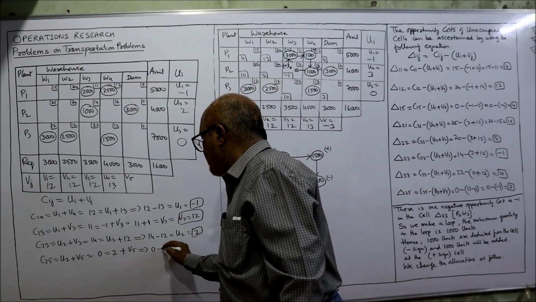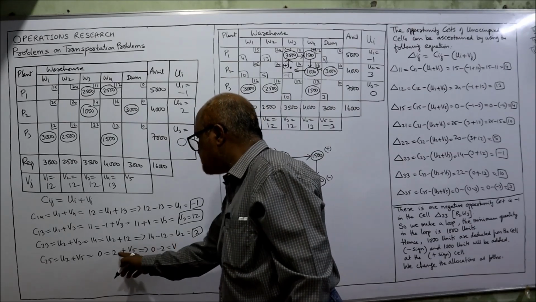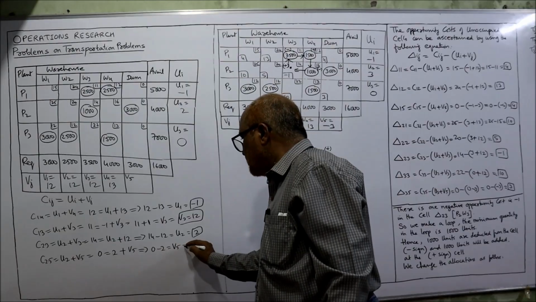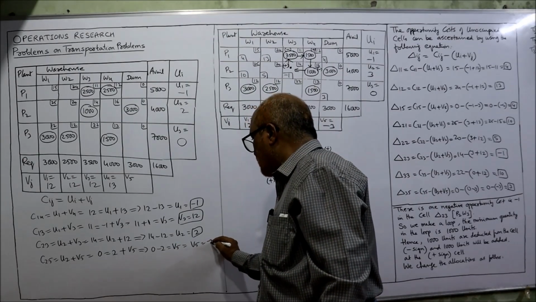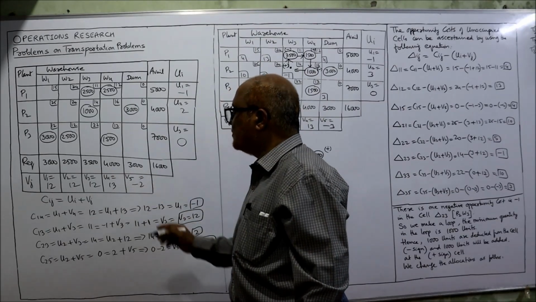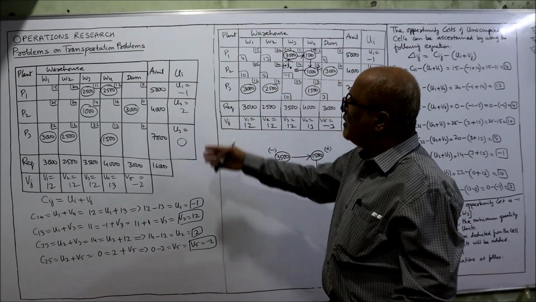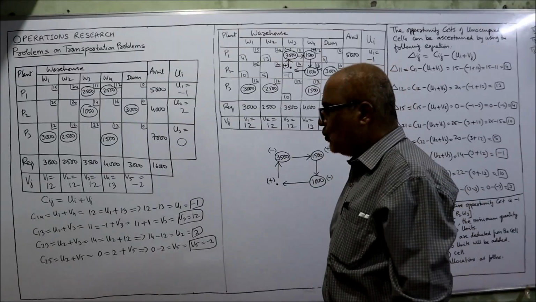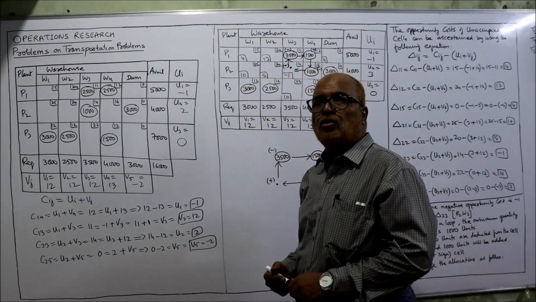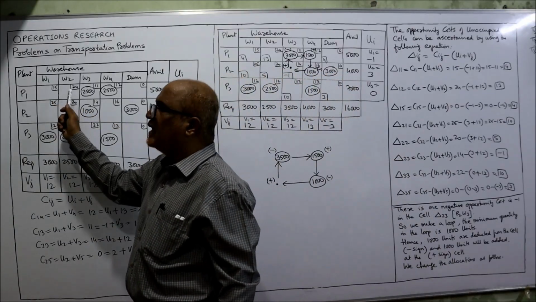Then 0 minus 2 is equal to this plus 2. If I take it to the left hand side, it will become minus 2. So v5 is equal to minus 2. That's all. We got all the values of ui and vj. Now we have to find out the opportunity cost of unoccupied cells again.